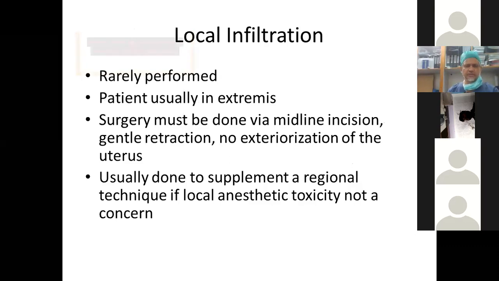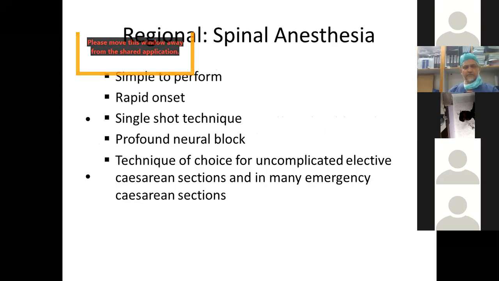Local infiltration is rarely performed; the patient is usually in extremis. Surgery must be done by midline incision, gentle retraction, no exteriorization of the uterus, and it is usually done to supplement a neuraxial technique if local anesthetic toxicity is not a concern. Spinal is for the elective cesarean section, and for urgent C-sections in which the obstetrician can wait for the effect of the spinal. It is easy and simple to perform, with rapid onset, single shot technique, profound neural block, the technique of choice for uncomplicated elective C-section and many emergency C-sections.